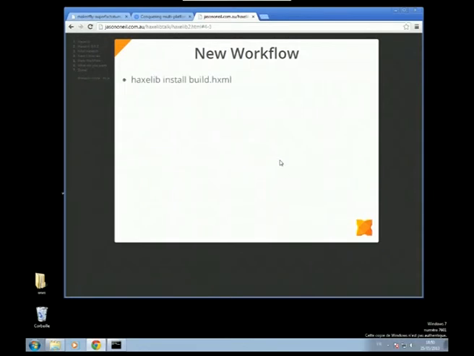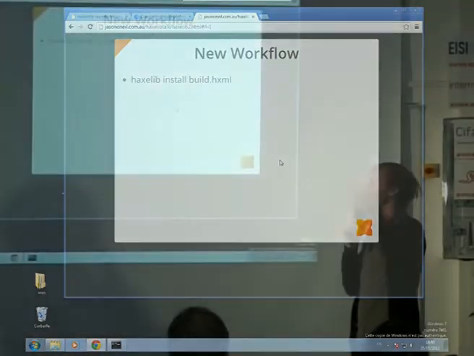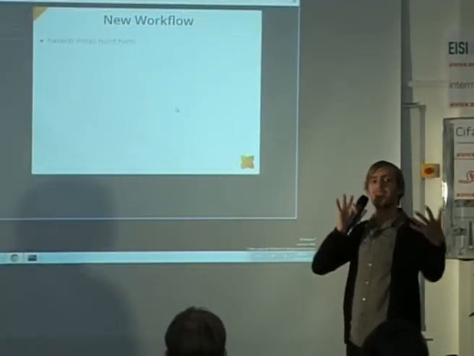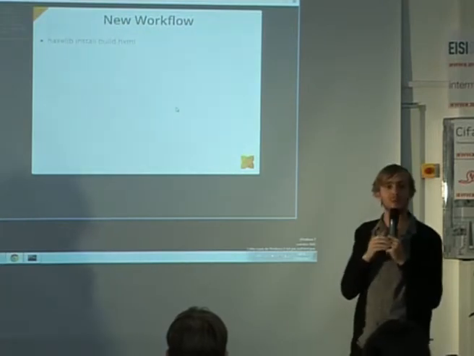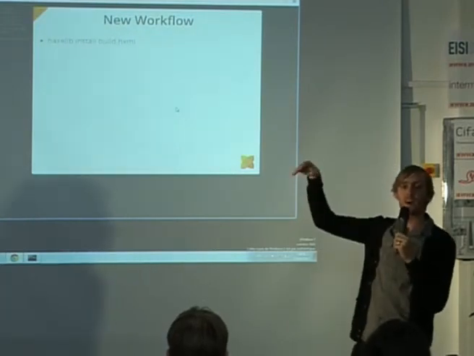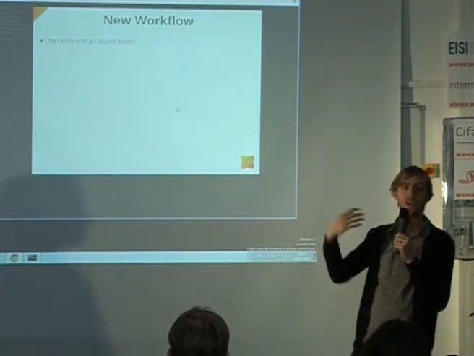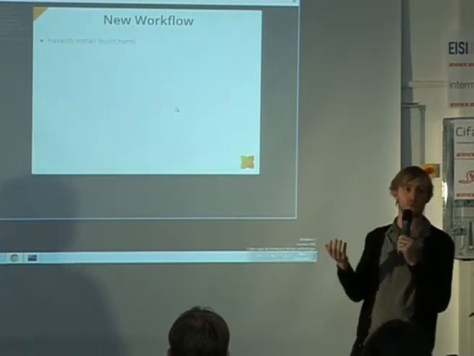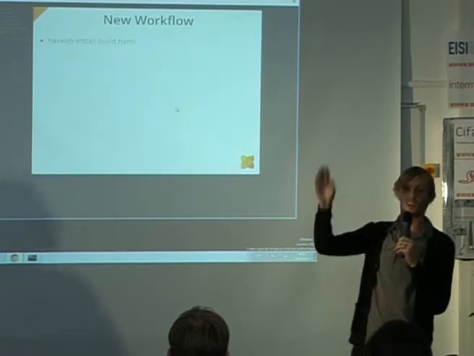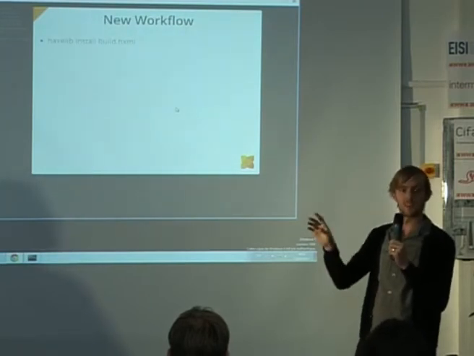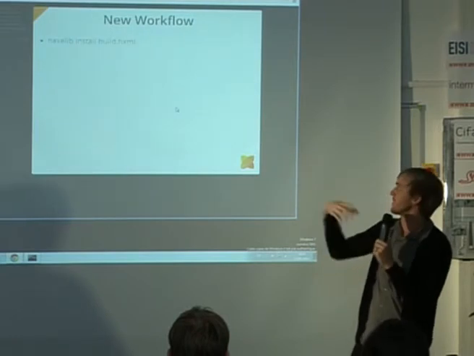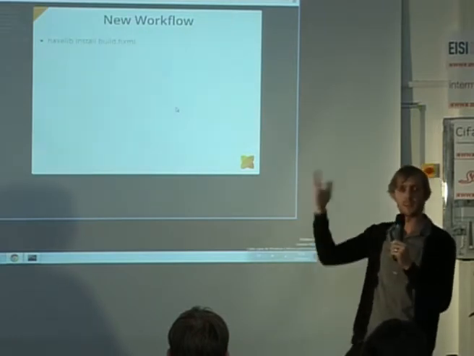New workflow. So you can now do haxelib install and then an XML file. And what that will do is look at your XML file, and every library you use in your build, it will try to install. So if you have a brand new Haxe installation or you have a new employee join and you've got 30 libraries that they have to install, you can just say haxelib install build.hxml and it'll go through and do all of them.